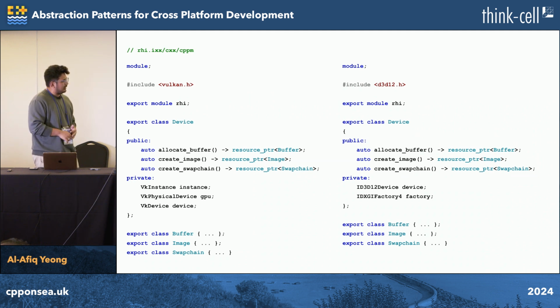I think in Clang, it's CPPM, and then G++ is CXX. They're totally different files for different build systems, essentially, and they implement them differently.